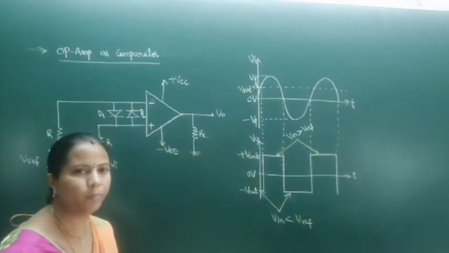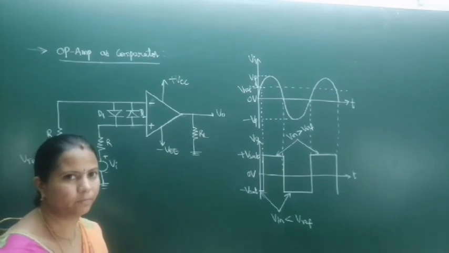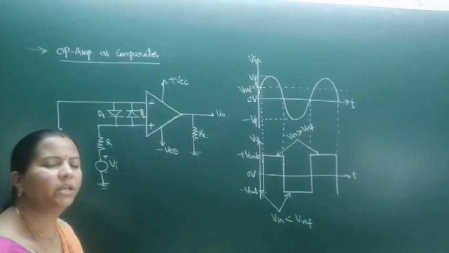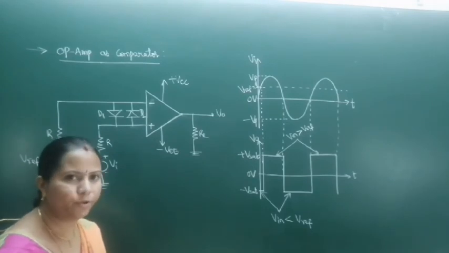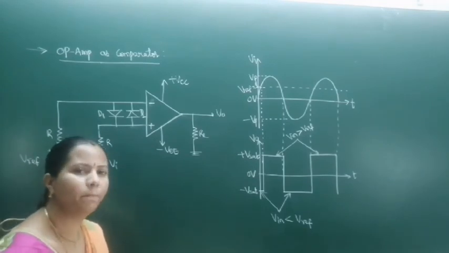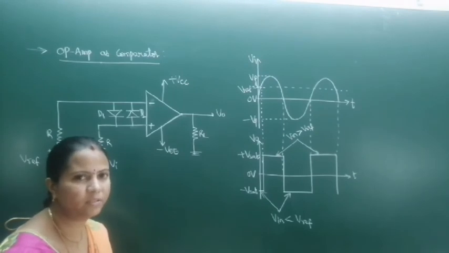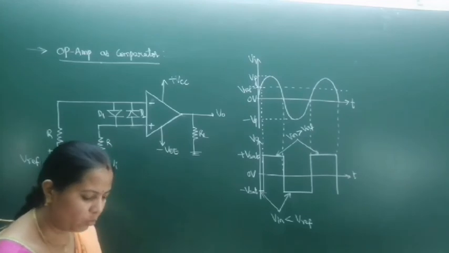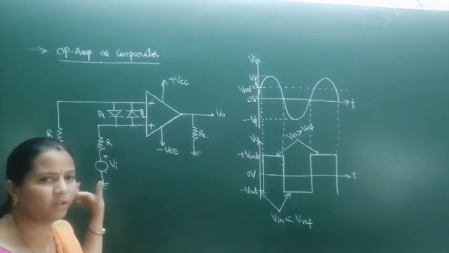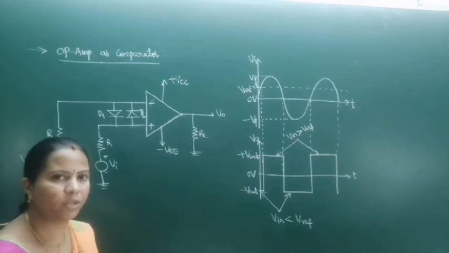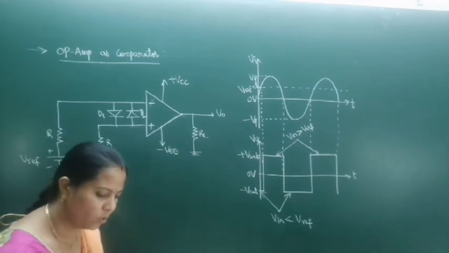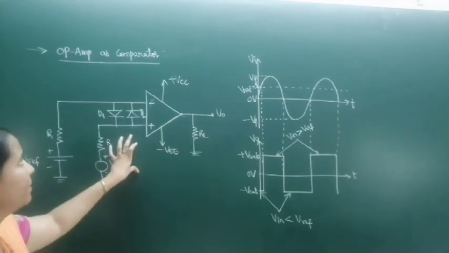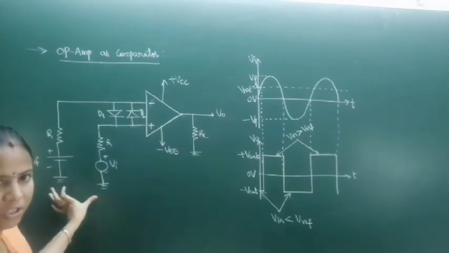To the next topic, operational amplifier as a comparator. So this is the circuit diagram of the comparator. Here the comparator is a circuit that is used to compare two input signals and provides an output indicating the relationship between the two input signal voltages. Okay? So here in this circuit diagram, we are connecting the op-amp as a comparator in open loop configuration.